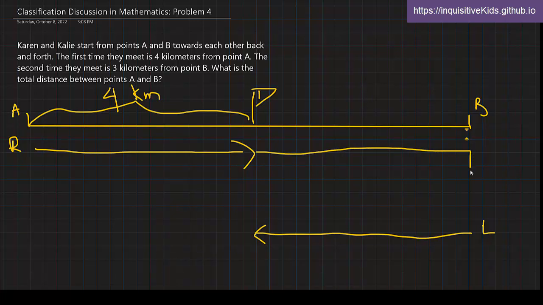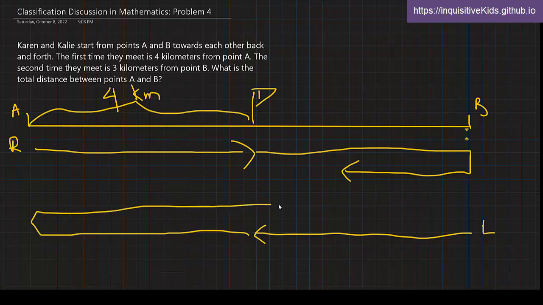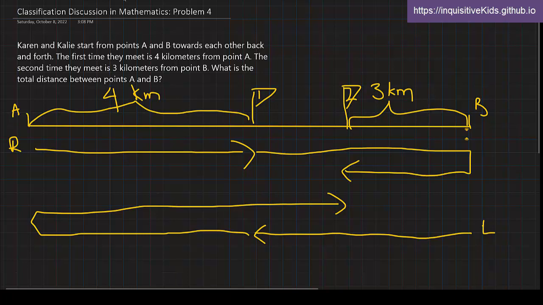The second time they meet has to be after they've both turned around. So it must look something like this. So they both turned around right here. And this is their second time meeting. Remember, these 2 points can even be the same point actually. It doesn't say whether it is or not, but I'm just putting it at random locations that would make sense. What is the total distance between points A and B?